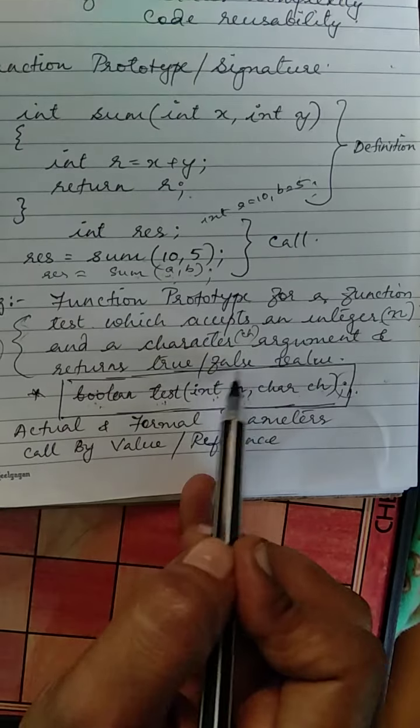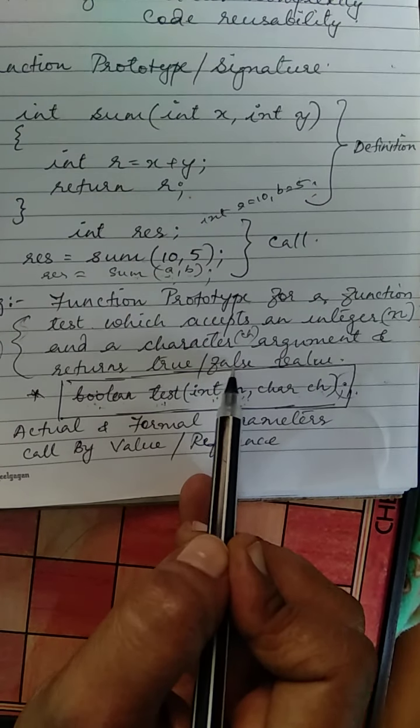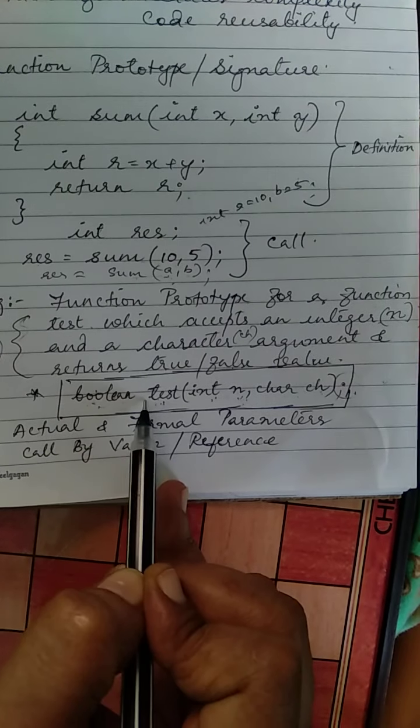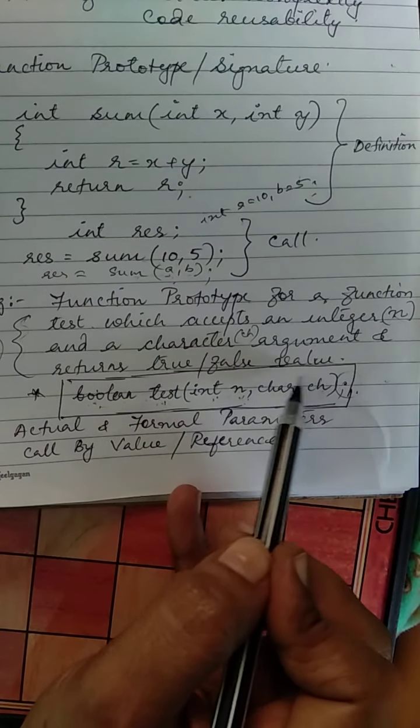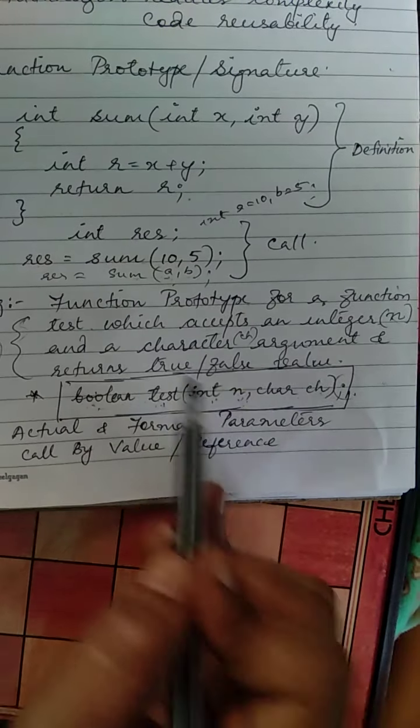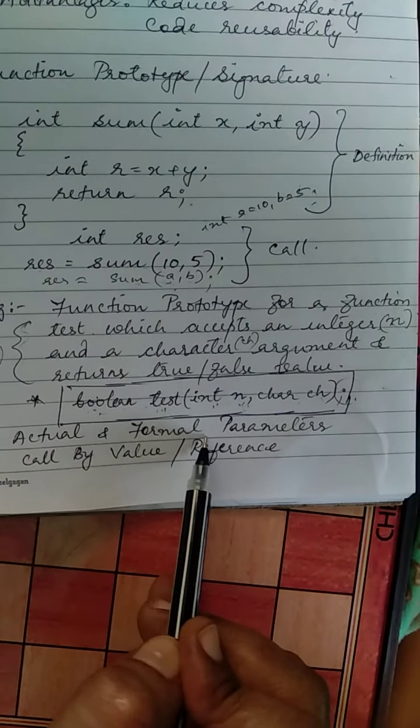What is the value given here? True or false. What is the data type to represent true or false? Boolean. So the returning type should be written on the left side. Space is here. So this is the answer. Only this much you have to write for function prototype. Now the next important thing is actual and formal parameters.